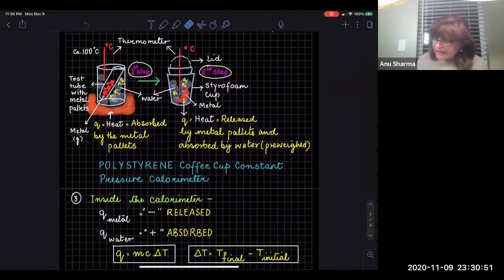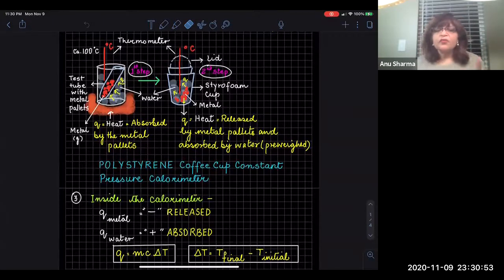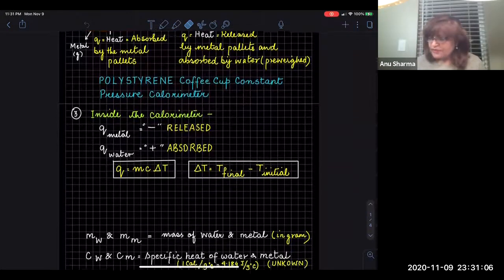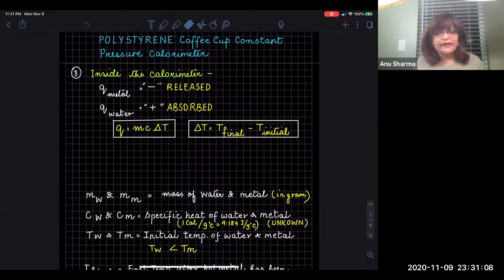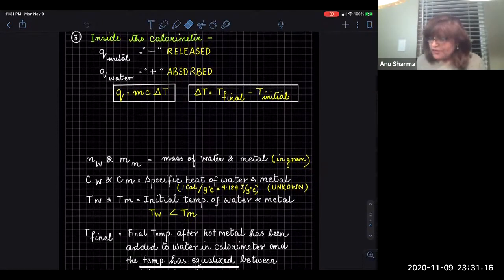Okay, so now we see two scenarios. The heat that is released by the metal will have a negative sign, and the heat that is absorbed by the water will have a positive sign. The formula that we are going to use is Q = mcΔT. What is the meaning of mc? M stands for the mass, C stands for the specific heat, and ΔT is the change in temperature.